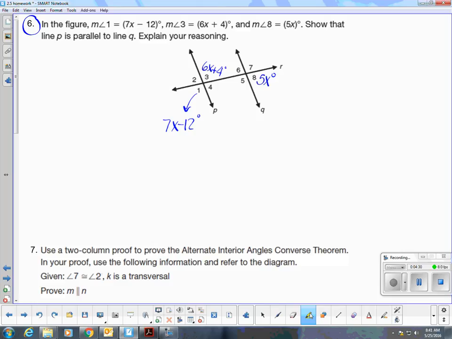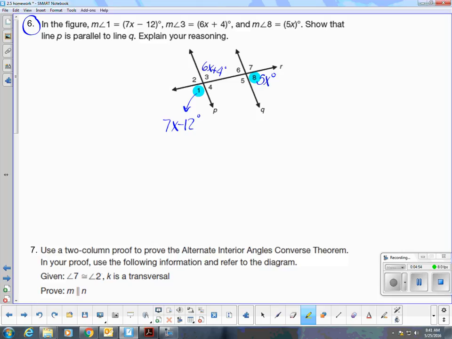If I knew the measure of angle 1 and the measure of angle 8, because those are same side exterior angles, they should be supplementary. And if they are supplementary, then I can say, without a doubt, that lines P and Q are parallel to each other. So the first thing I need to do is to solve for x.